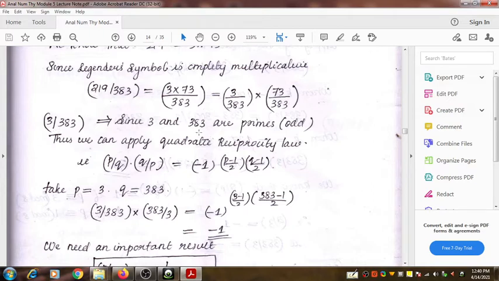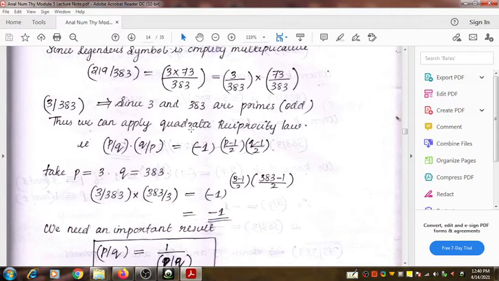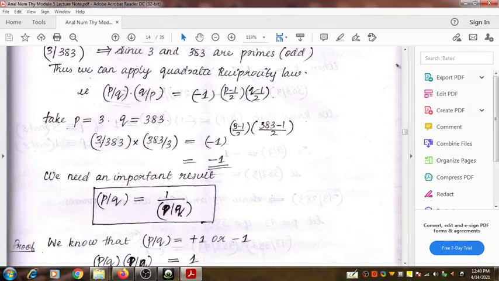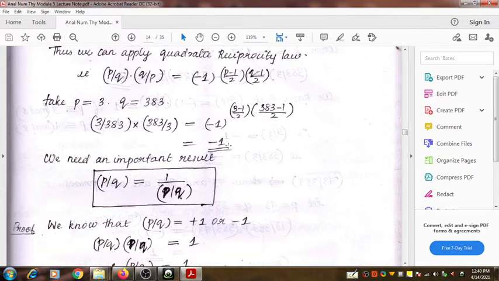Since 3 and 383 are prime numbers, we can apply the quadratic reciprocity law. It states that for two prime numbers P and Q, (P bar Q) into (Q bar P) equals minus 1 raised to (P minus 1) by 2 into (Q minus 1) by 2. Here P equals 3 and Q equals 383. So (3 bar 383) into (383 bar 3) is equal to minus 1 to the power of (3 minus 1) by 2 into (383 minus 1) by 2, which equals minus 1.